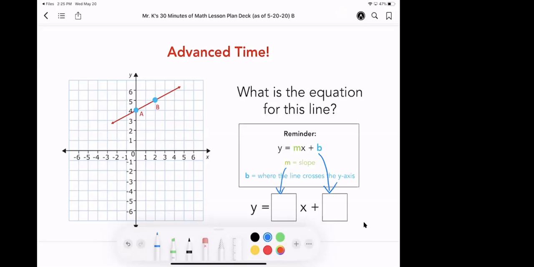So go ahead, think for a second, what would the full equation be? Write it out. Y equals blank x plus blank. I'm not going to tell you the blanks. You guys go ahead and type it in. I'll give you a few seconds to work on that one.